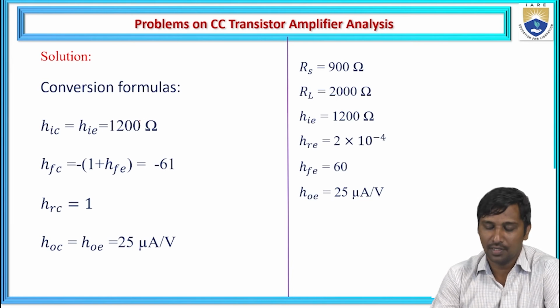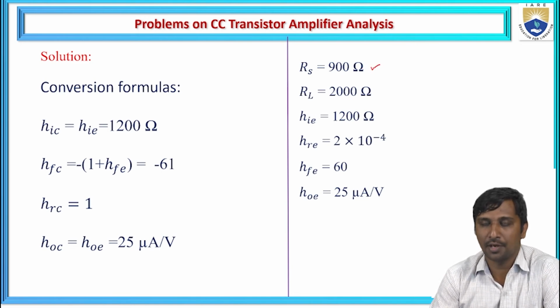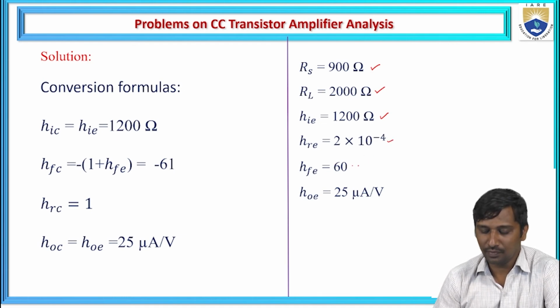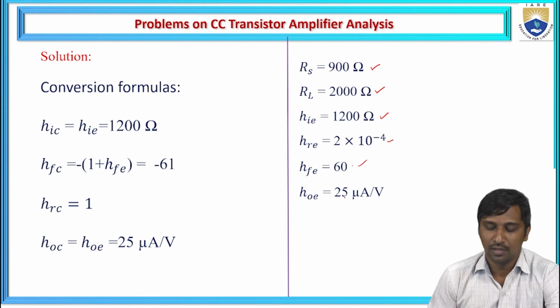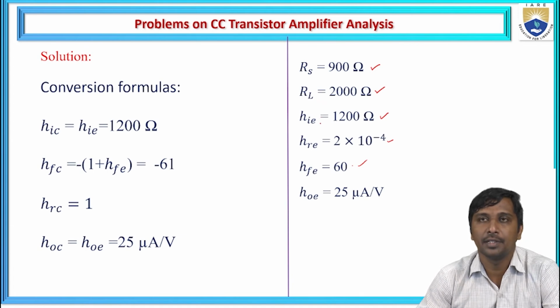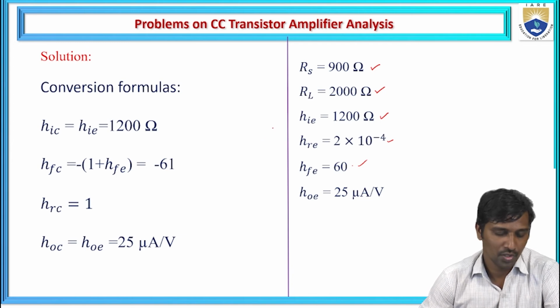Before that, first I'll note down the given specifications: the source resistance is 900 ohms and the load resistance is 2000 ohms. HIE is 1200 ohms and the reverse voltage gain HRE is 2 into 10 to the power of minus 4. HFE is 60 and HOE is 25 microamperes per volt. All the given specifications are related to the common emitter amplifier, but we need to identify the parameters related to common collector configuration. Hence here I am going to use the conversion formulas from common emitter to common collector.